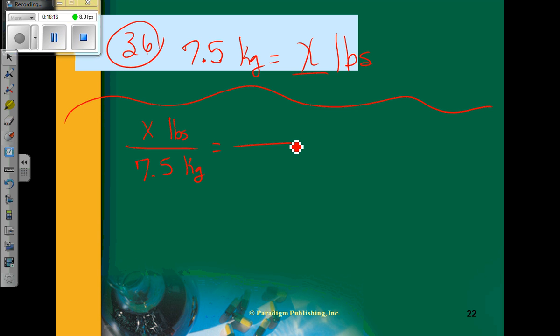And remember, they gave us within the question that 1 kilogram equals 2.2 pounds. So if you have kilograms here, you must have kilograms here. Pounds here, you must have pounds here. So 1 kilogram equals 2.2 pounds. Cross multiply. X times 1 is 1x. Always goes on the bottom. And 2.2 times 7.5 is 16.5. Divide that, and you have 16.5 pounds.